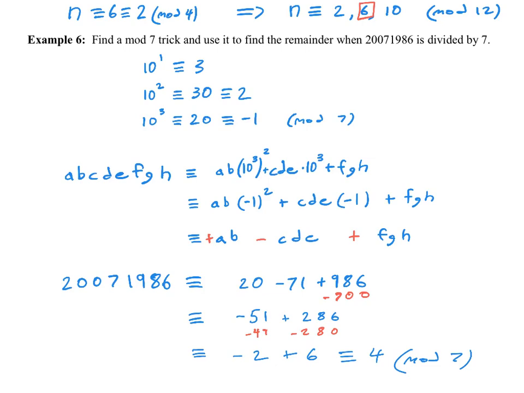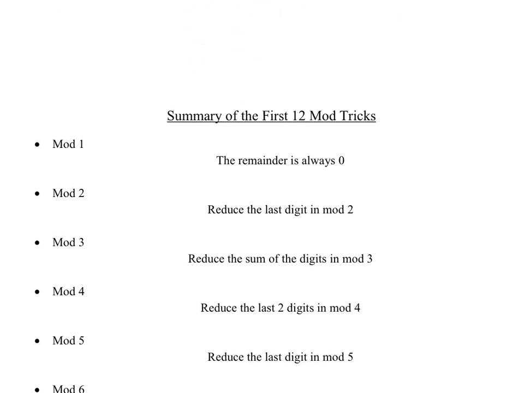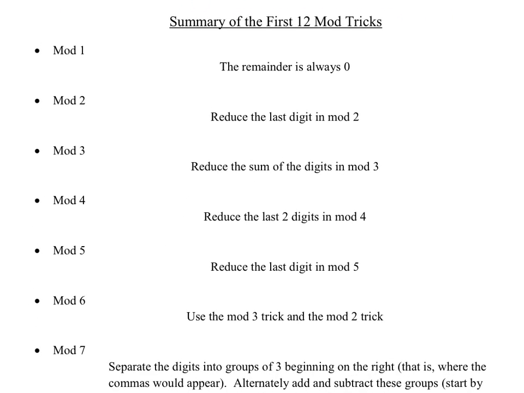All right, so if we scroll down from here, on the next page, we have a nice summary of the first 12 mod tricks. So for mod 1, the remainder is always 0. There's never a remainder. For mod 2, it's either even or odd, and to decide, you can just look at the last digit and reduce that in mod 2. In mod 3, we talked about adding up the sum of all the digits and then reducing that in mod 3 to find the remainder.